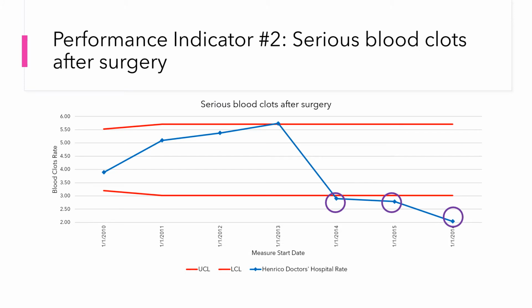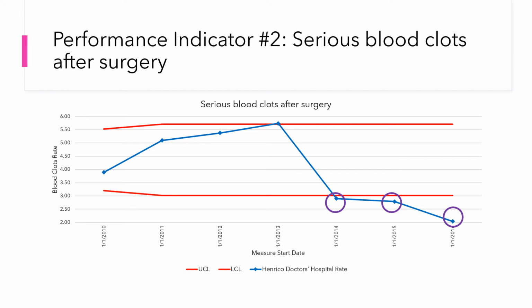The second indicator I use is the serious blood clots after surgery. This doesn't necessarily relate to all the hip and knee surgeries. It can mean any surgery performed at the hospital, but this could be an indicator as to if the patient would want to have their hip or knee replaced in the Henrico Doctors Hospital.